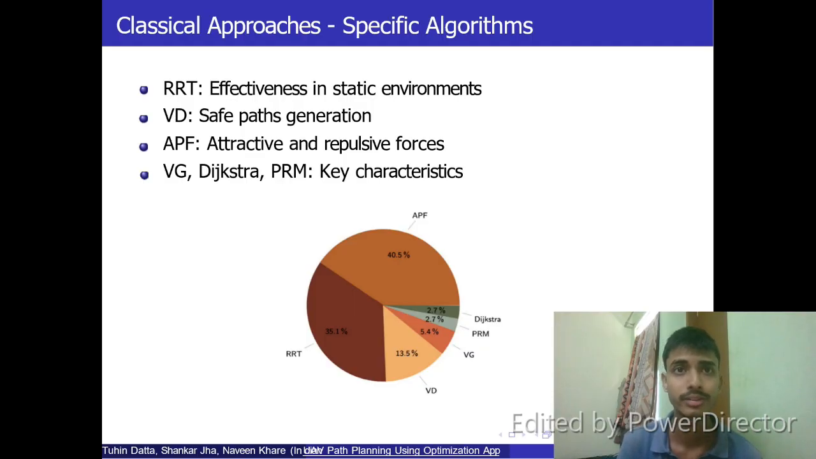Finally, probabilistic roadmaps are suitable for complex static environments, generating short paths despite requiring continuous collision checking. The analysis reveals that APF algorithms are most commonly applied in UAV path planning research, followed by RRT variants.